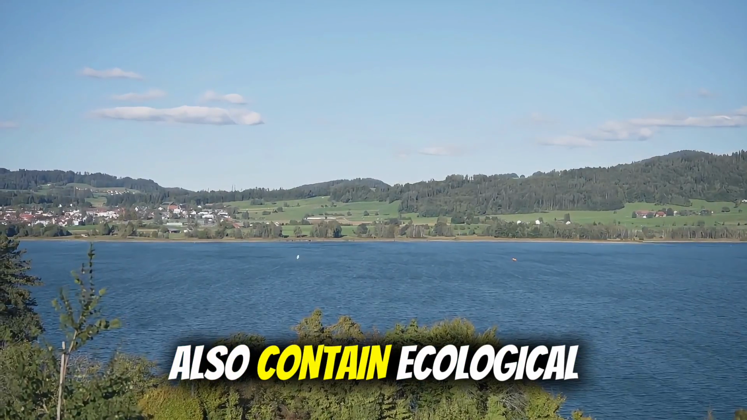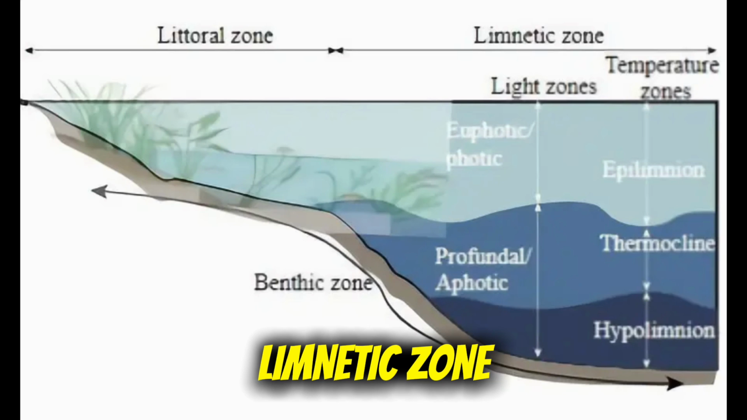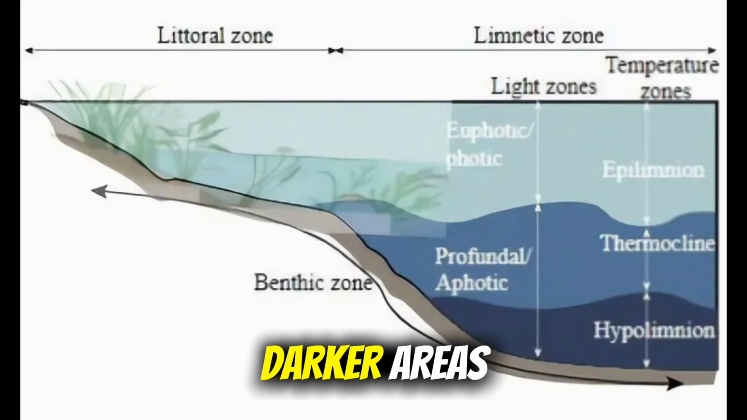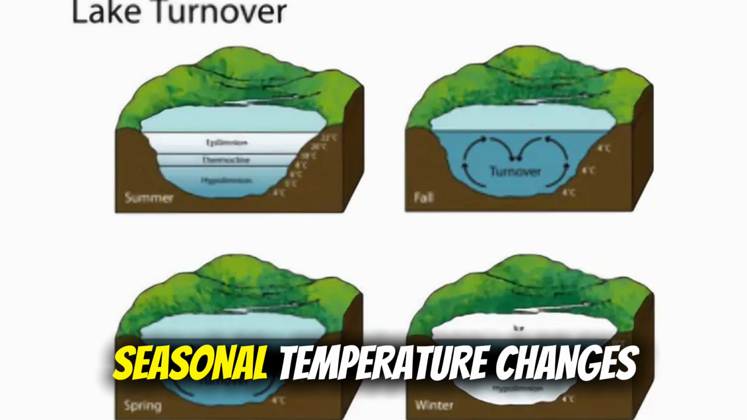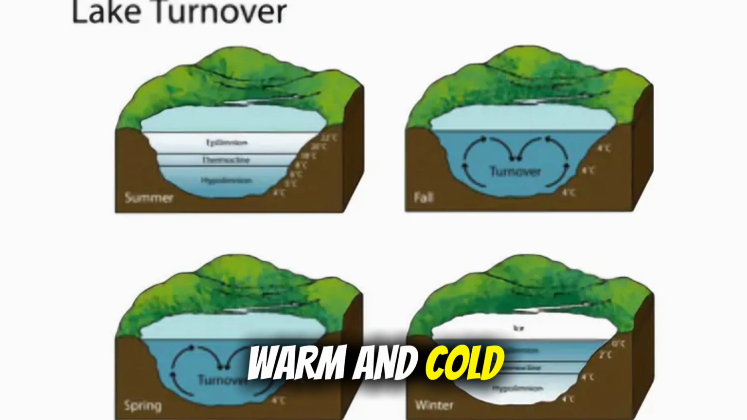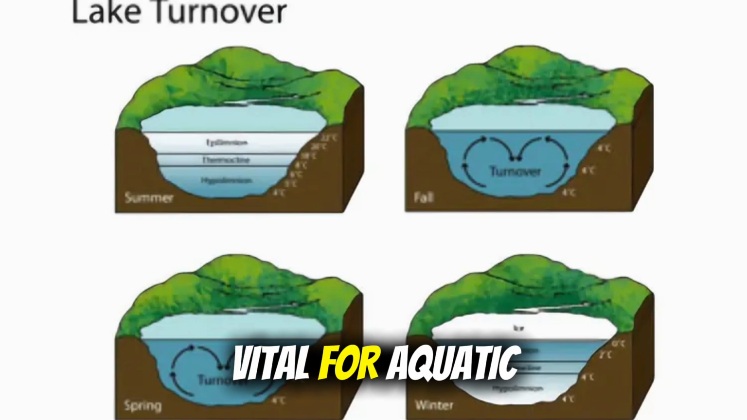Freshwater lakes also contain ecological zones: the littoral zone near shore, limnetic zone of open water, and profundal zone in deeper, darker areas. Seasonal temperature changes cause spring and fall overturns, when warm and cold layers mix, redistributing oxygen and nutrients vital for aquatic life.